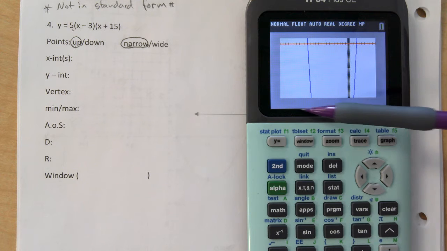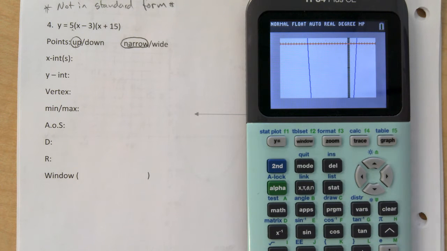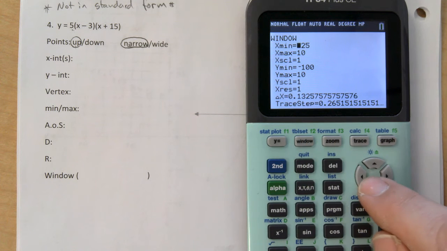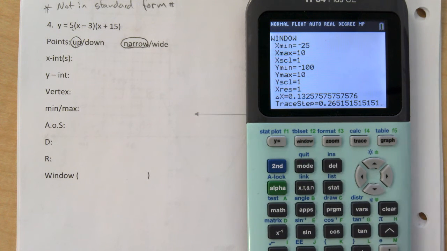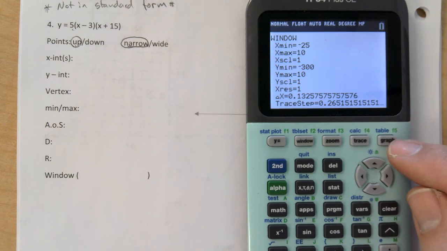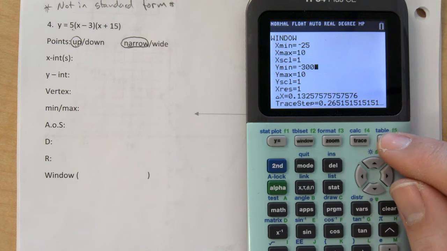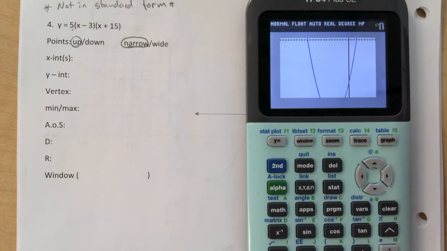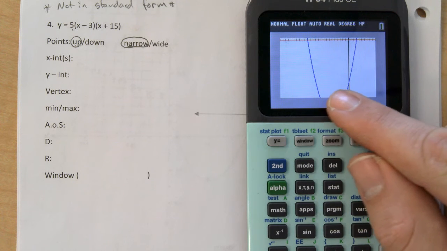So it's still not working. Okay, so I'm going to keep going. Window. I'm getting tired of this. So I'm going to be like, okay, fine. I'm going to go -300, right? Instead of doubling, I'm going to triple the y min. And then hit graph. And it still didn't quite do the trick. But you can tell that you're close, right?